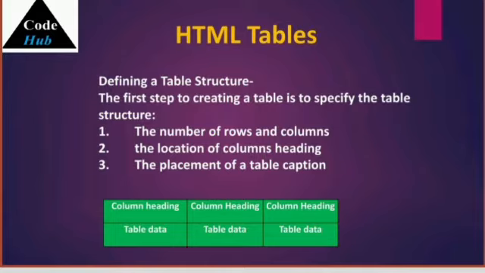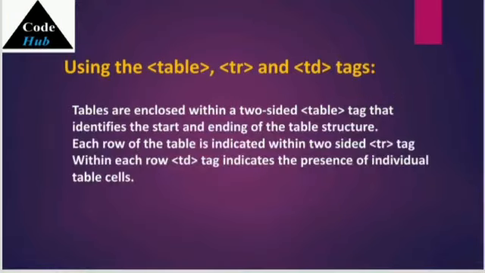Here we can see a simple table structure which consists of column heading and data type. Knowing about the syntax of using the table tag. Tables are enclosed within the two-sided table tag that identify the start and ending of the table structure. Each row of a table is indicated within the two-sided TR for the table row. Within each table row, the TD, table data tag, indicates the presence of an individual table cell.